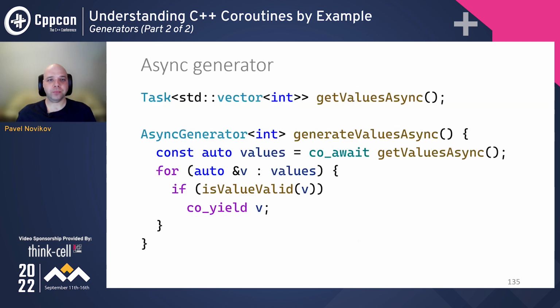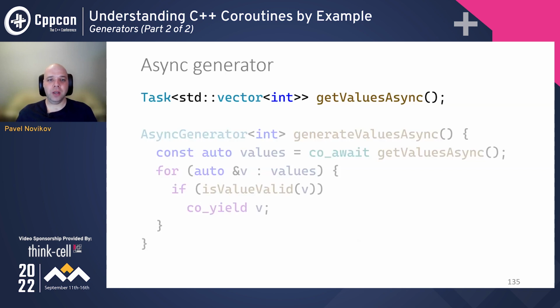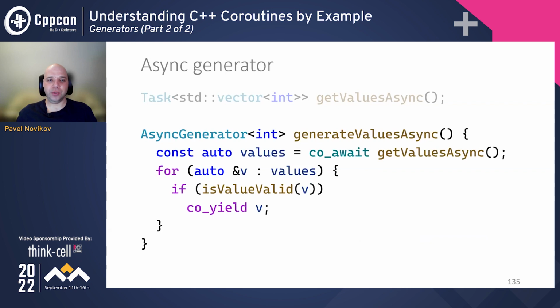So again, this is the example. We have get value async that returns a task with some collection of values. We can then use it in our async generator to co-wait on it, possibly suspending this generator coroutine. Eventually, we'll get back from whatever generated the values, and we can yield the values that we get asynchronously.